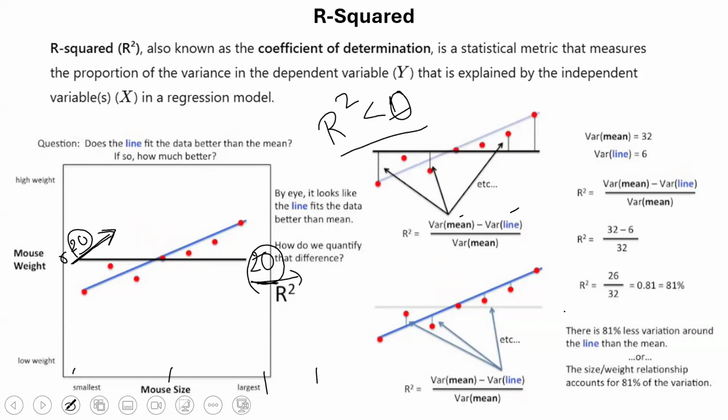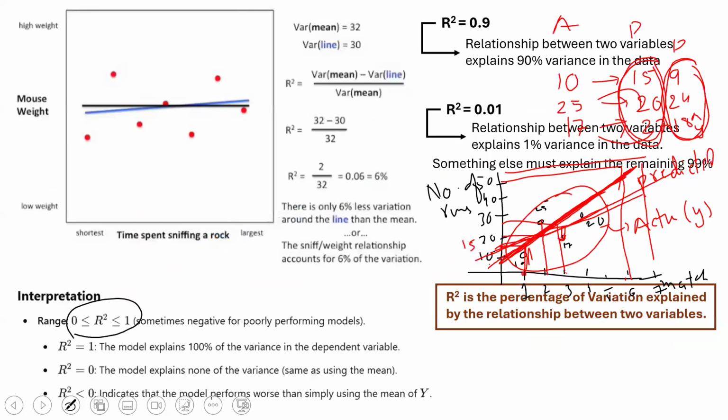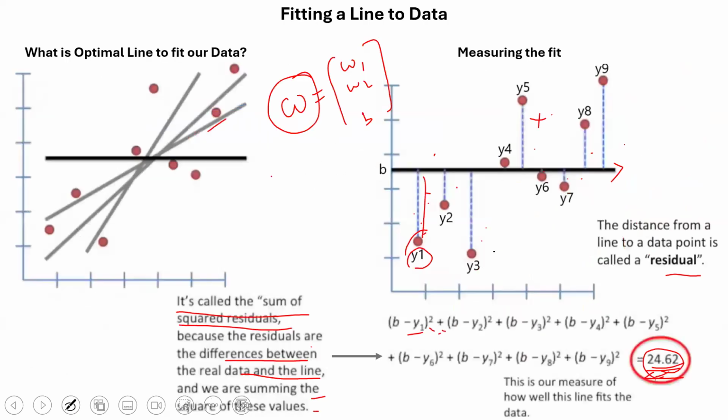And R square is determined by the variance around the mean minus the variance around the line, divided by the variance around the mean. This can also be written as the sum of squares around the mean minus the sum of squares around the line, divided by the sum of squares around the mean. And then we interpreted the value for R, and we understood what fitting a line to the data is. Fitting a line to the data is nothing but finding the line which has the lowest sum of squared errors, which is the best fit line. That method is called the least squares method.